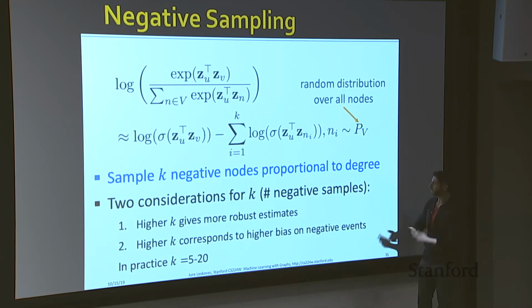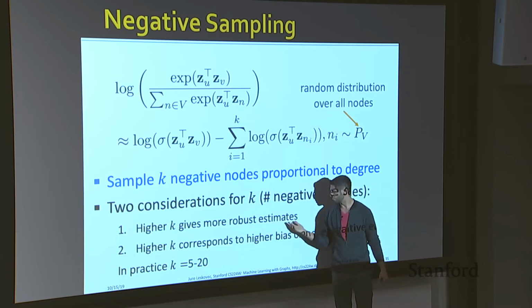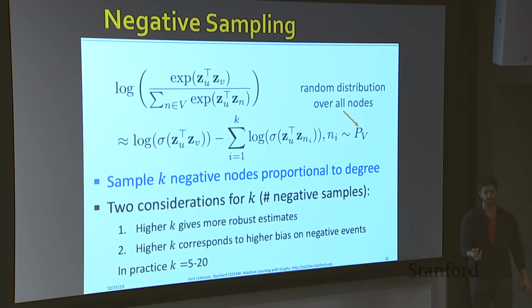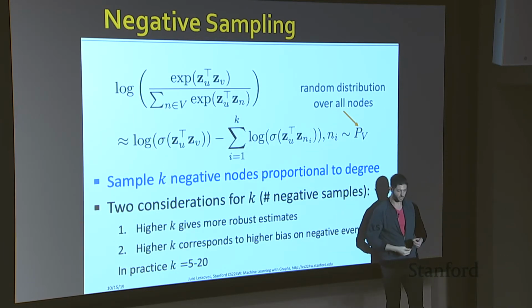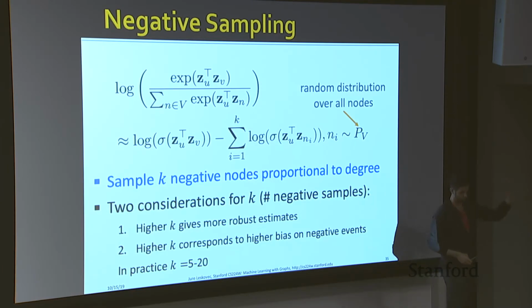And how many nodes are usually sampled by people? So usually what we do is that we sample k negative nodes proportional to the degree. Now, we have two important considerations to make here. On one end, a higher k gives more robust estimates. The reason is we are taking nodes that are more representative in that graph, okay? If they're very much connected, it means that either they play a key structural role in the graph, or they're not outliers, they don't belong to no communities at all.